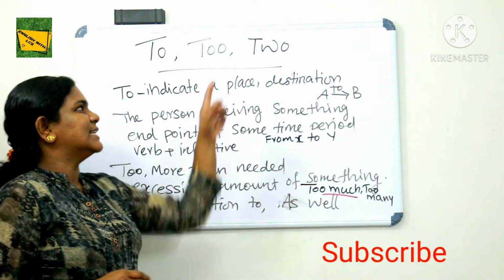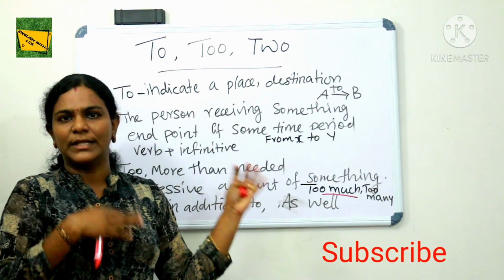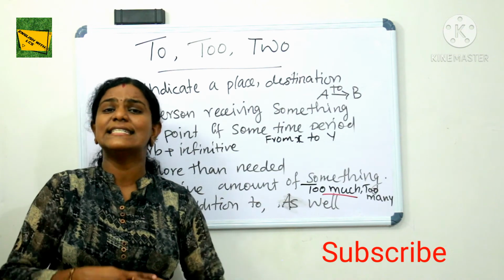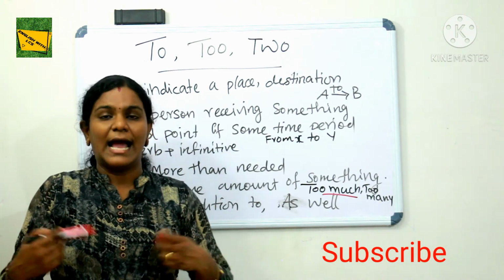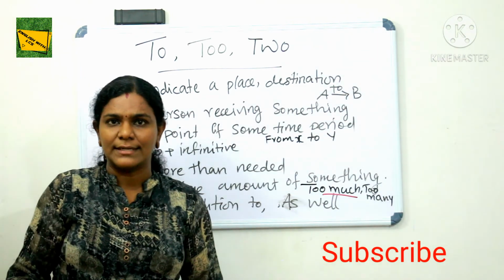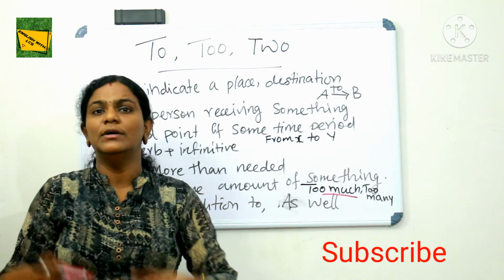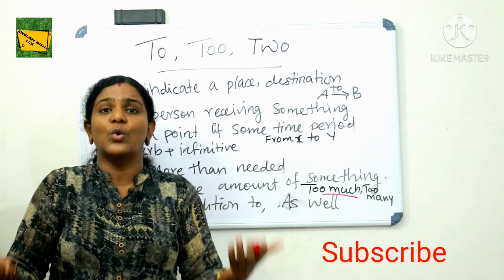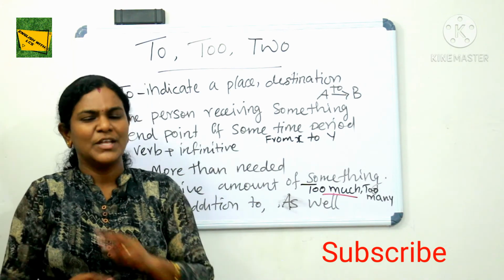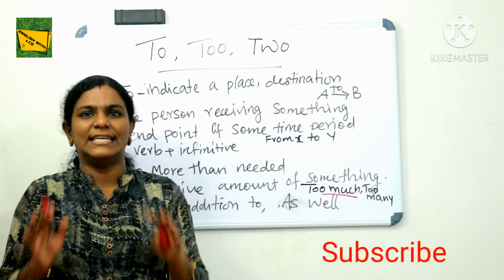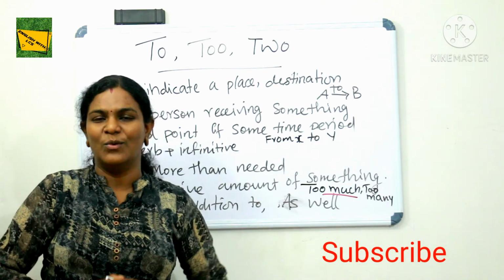Then the third one, that is two, T-W-O. It is very simple when compared to the other ones. That means it indicates a number. Okay, if I'm saying that I have 2 bicycles, I have 2 shirts, I have 2 pens, I have 2 computers, I have 2 cameras, I have 2 laptops, that means it shows that I have more than one thing in my hand. So it will be very easy to understand the last one, that is T-W-O, two.